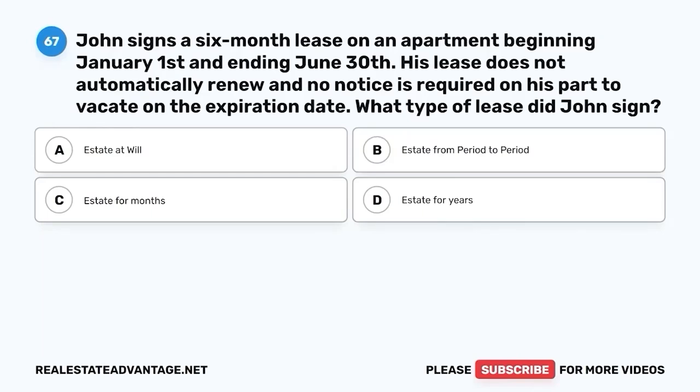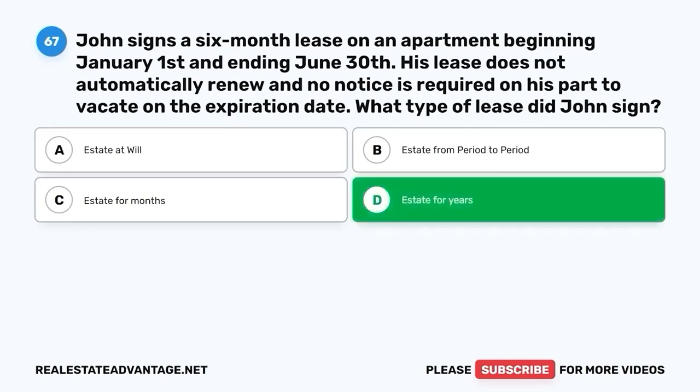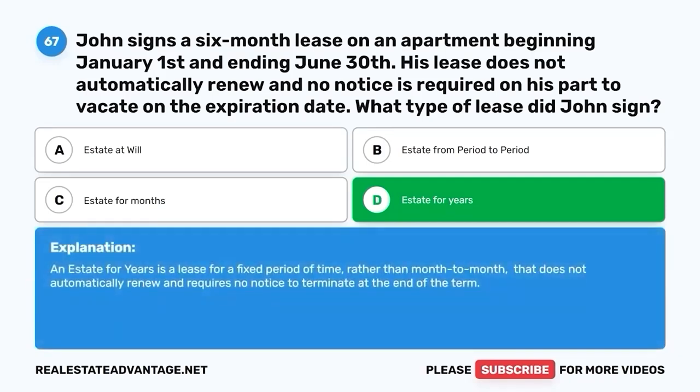Question 67. John signs a 6-month lease on an apartment beginning January 1st and ending June 30th. His lease does not automatically renew and no notice is required on his part to vacate on the expiration date. What type of lease did John sign? A. Estate at will. B. Estate from period to period. C. Estate for months. D. Estate for years. The correct answer is D, estate for years. An estate for years is a lease for a fixed period of time rather than month to month that does not automatically renew and requires no notice to terminate at the end of the term.